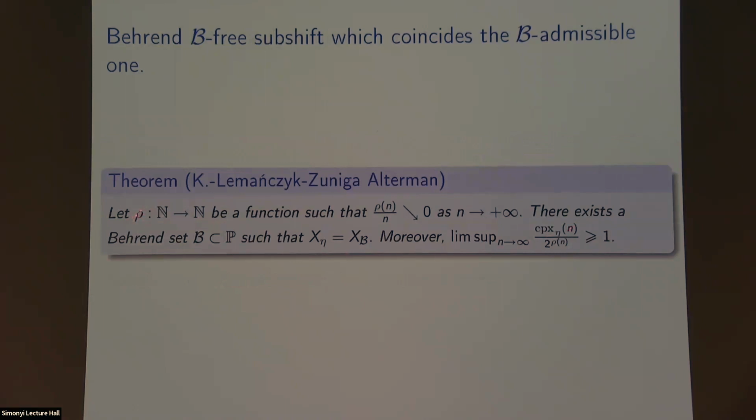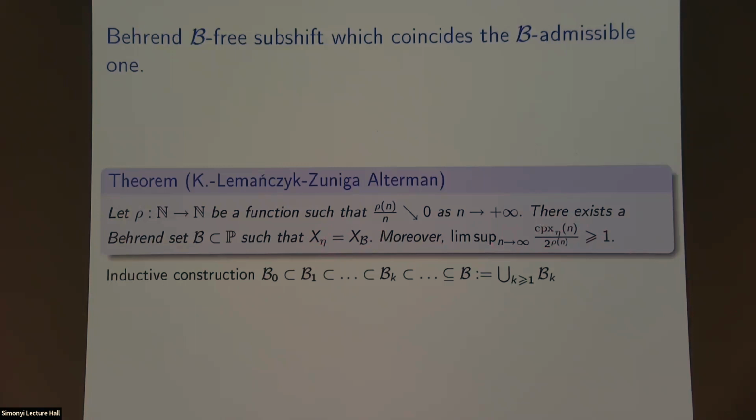When you have any function which behaves like that, rho n by n tends to 0, then you can find a Behrend set consisting of primes such that, in a sense, the complexity of this eta, of this B-free shift, is at least 2 to the power rho n, in a sense. And moreover, which is not typical for Behrend sets, the B-free subshift coincides with the B-admissible. The proof is just a construction of the set B.